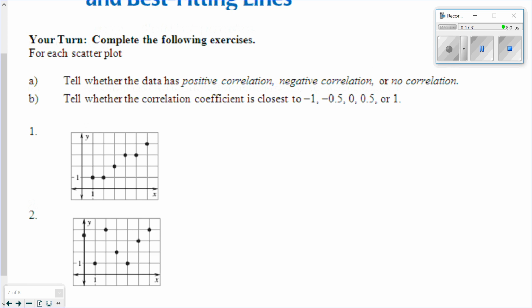On the first one, it says tell whether the data has positive correlation, negative correlation, or no correlation. And then part B says tell whether the correlation coefficient is closest to -1, -1/2, 0, 1/2, or 1. So for the first one, we can see that it's pretty strongly correlated. Every time our x goes up, our y goes up. So this is pretty close to 1. There's a positive correlation. We'll say r approximately equals 1. There's a positive correlation if it's strong.